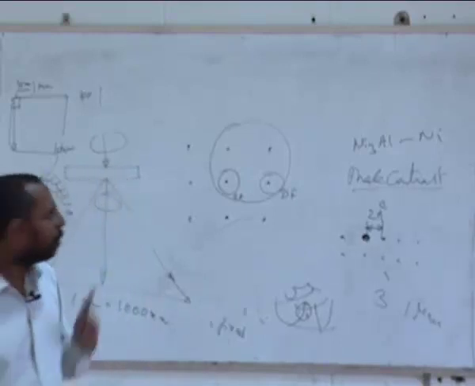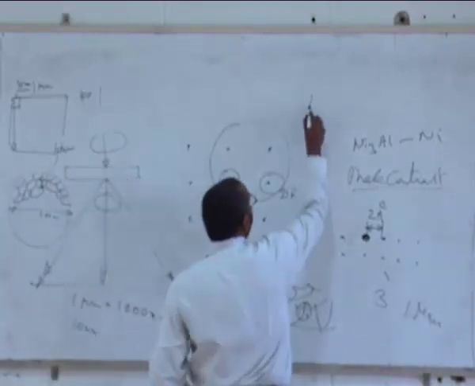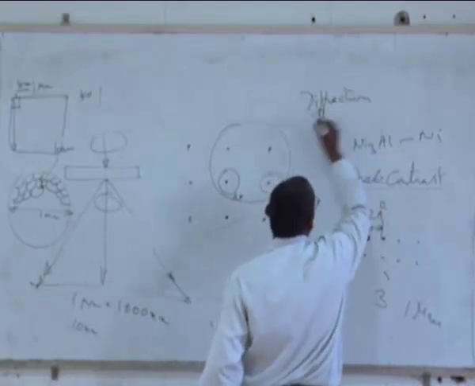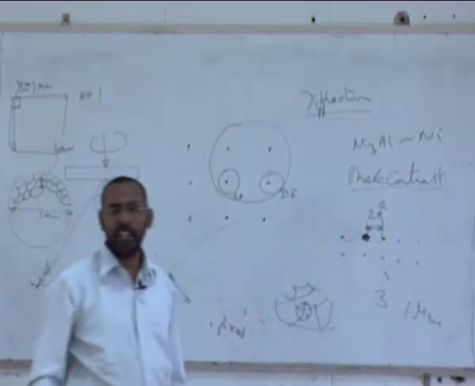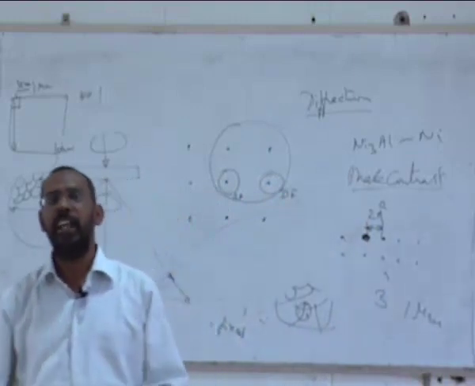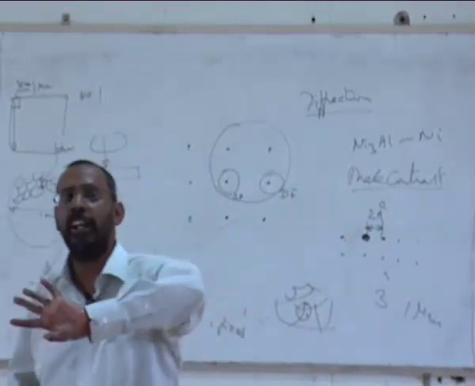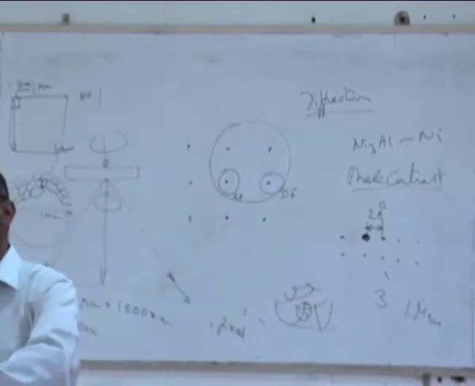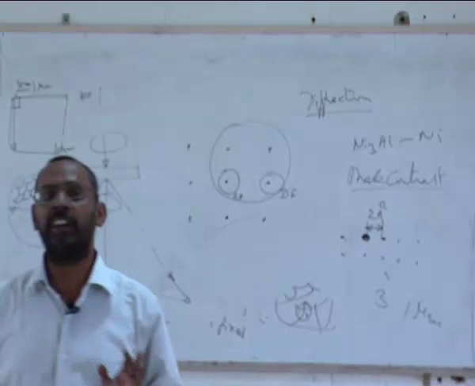This is how we will be able to see different types of contrast, and the contrast in a TEM mostly comes because of diffraction. As I told you, whether it is a bright field or a dark field, the ones that are diffracting will either look bright or look dark, depending on whether you are using a dark field image or a bright field image. This is what is called diffraction contrast.